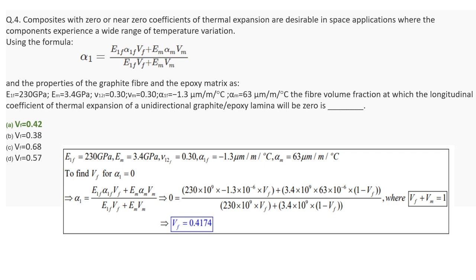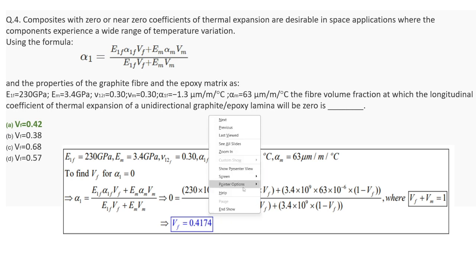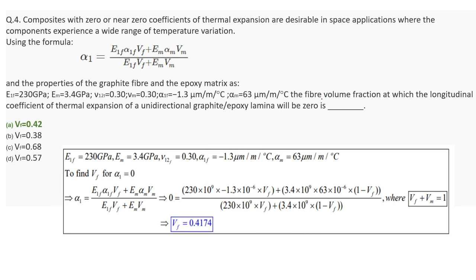Here we have to find the fiber volume fraction at which the longitudinal coefficient of thermal expansion of this lamina will be zero. So here also we have to use the same equation and only the condition is changing. They are saying we have to find out the fiber volume fraction at which the longitudinal thermal coefficient of this composite, that means alpha 1 value, will be equal to 0.